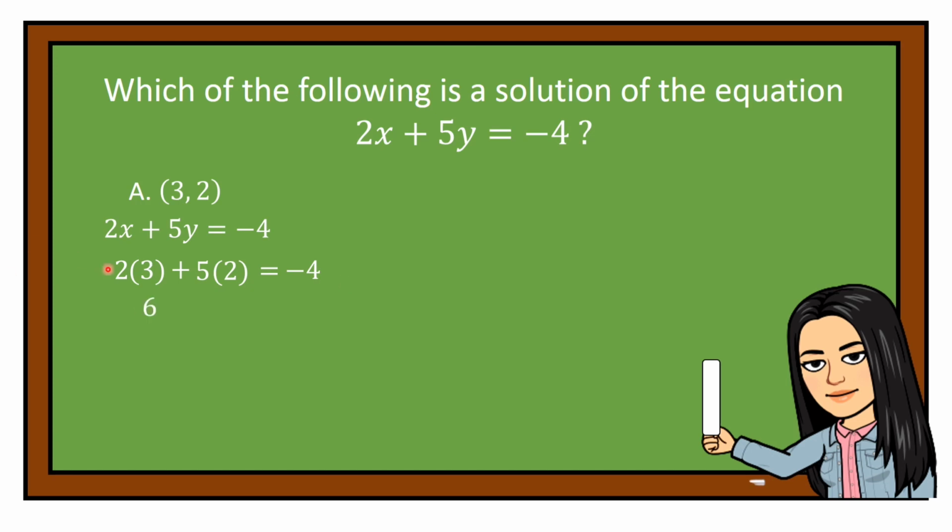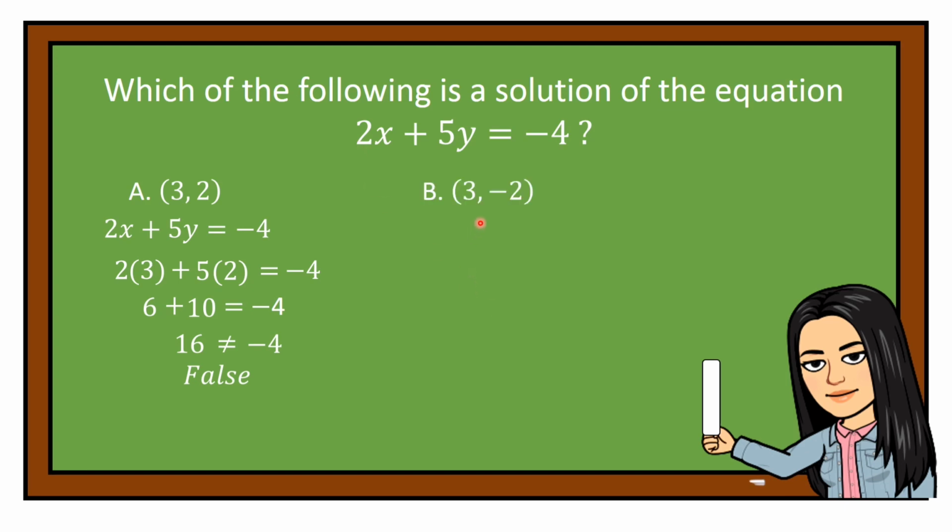Next, 2 times 3 is equal to 6 plus 5 times 2 is equal to 10. And then copy equals negative 4. Next, 6 plus 10 is equal to 16. And 16 is not equal to negative 4. Therefore, this will give us a false statement. So (3, 2) is not a solution of the given equation 2x plus 5y equals negative 4.